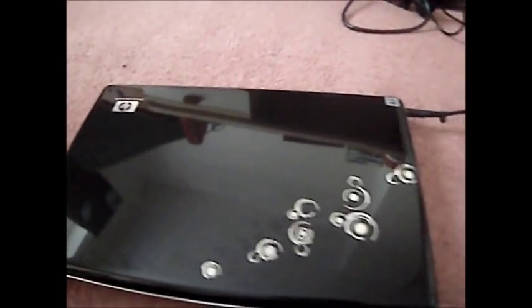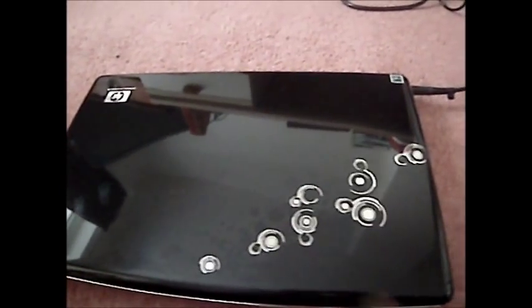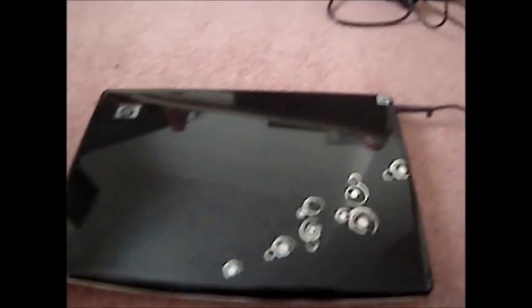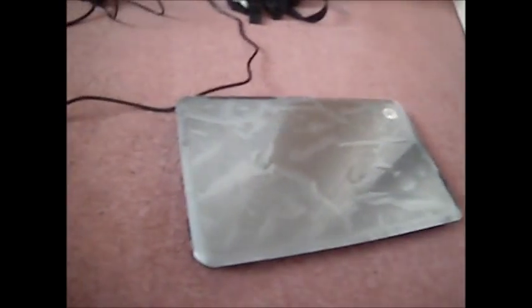YouTube, today I will be doing a review on two HP Pavilion laptops. The first one is the DV6 and the second one is the G6. Okay, so I'm going to start off with the specification of both of the laptops.